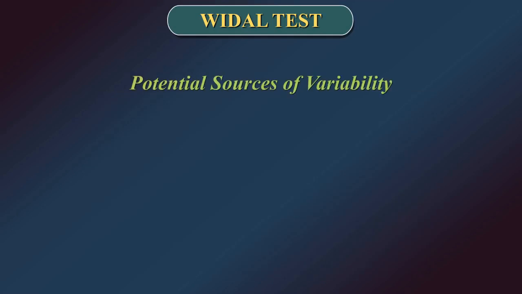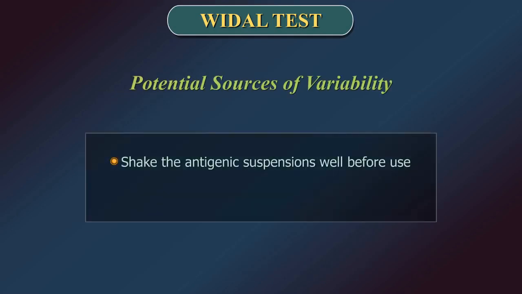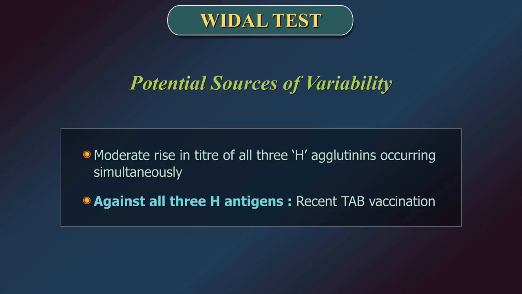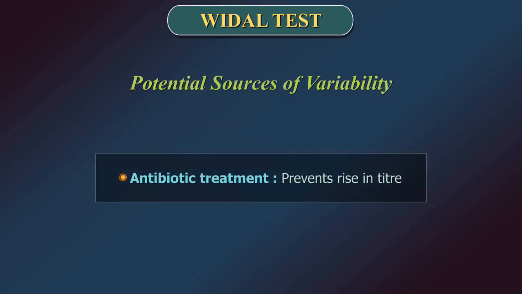Potential sources of variability. Shake the antigenic suspensions well before use and ensure the suspension is homogeneous. A moderate rise in titer of all 3 H agglutinins occurring simultaneously against all three H antigens is suggestive of recent typhoid and paratyphoid vaccination. Antibiotic treatment prevents a rise in titer.